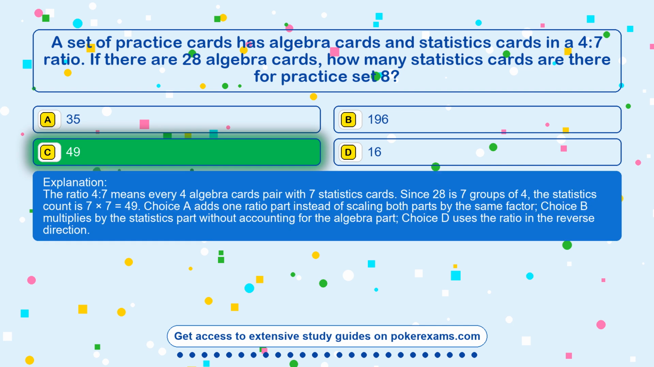The ratio 4:7 means every 4 algebra cards pair with 7 statistics cards. Since 28 is 7 groups of 4, the statistics count is 7 times 7 equals 49. Choice A adds one ratio part instead of scaling both parts by the same factor, Choice B multiplies by the statistics part without accounting for the algebra part, Choice D uses the ratio in the reverse direction.